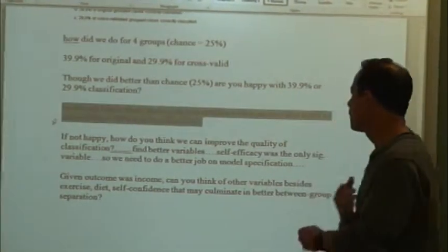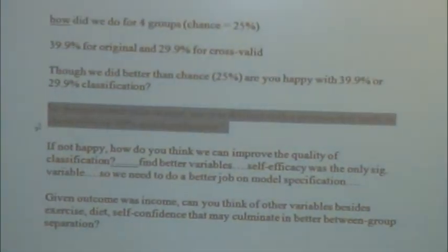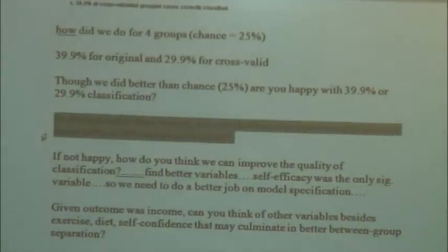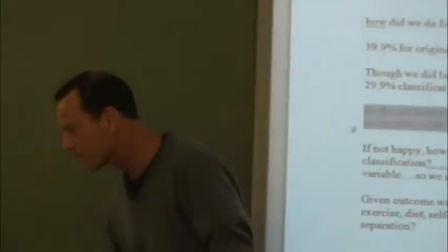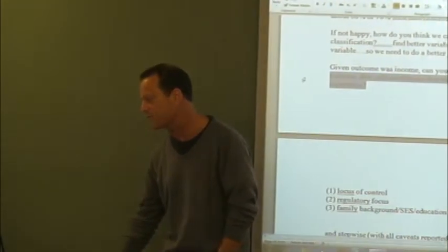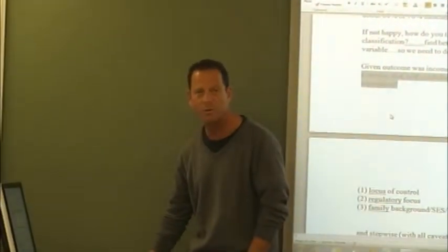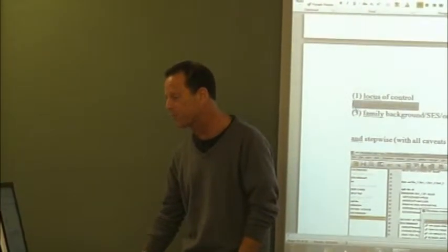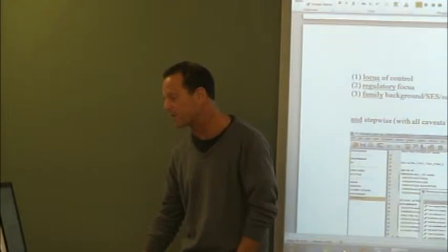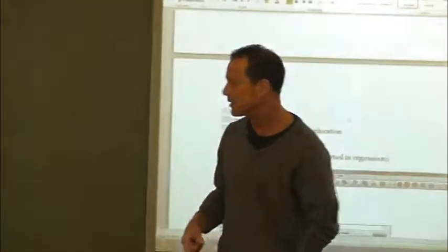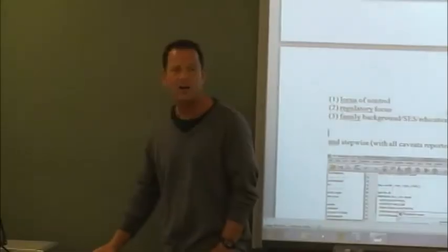Again, how do you think you can improve the quality? Find better variables. Self-efficacy was the only significant predictor, so we need to do a better job on model specification. Given the outcome was income, can you think of other variables besides exercise, diet, self-confidence that may culminate in better between group separation? You know, maybe locus of control, someone brought up regulatory focus, family background. What's regulatory focus? How much we can self-regulate. So there may be other variables you want to consider.